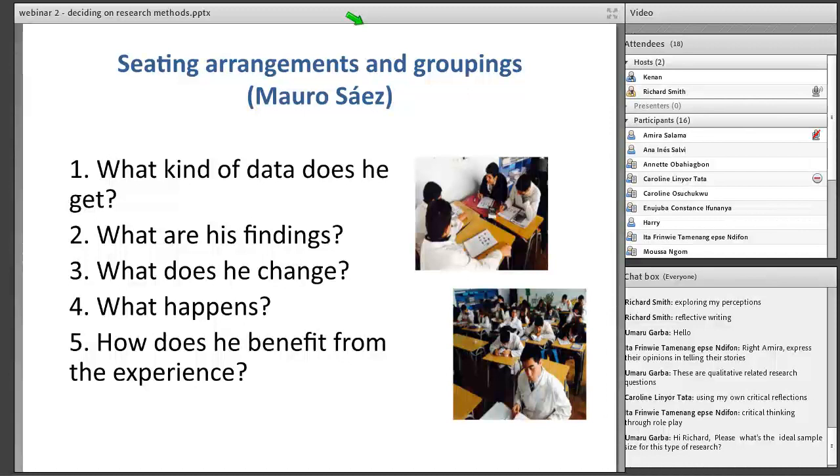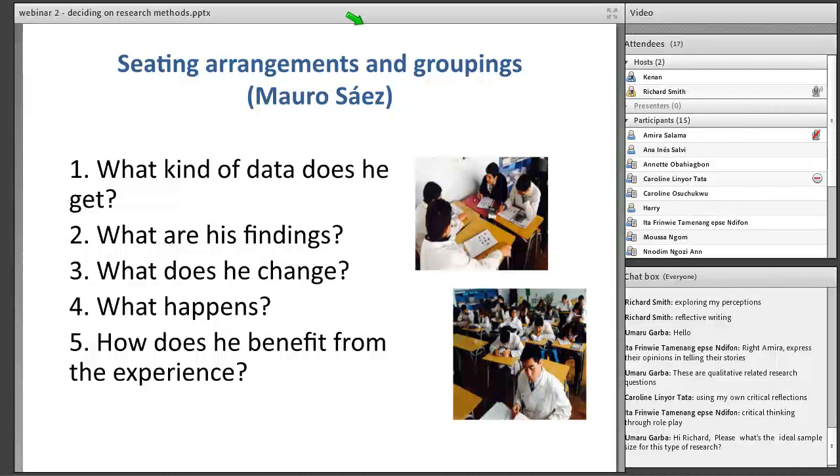But another major thing that he did was he asked a colleague to come and observe each of those three classes. One class with individual work, one class with pair work, and one class with group work. The other thing was he did make a questionnaire and asked the students from their perspective how they felt about the students.